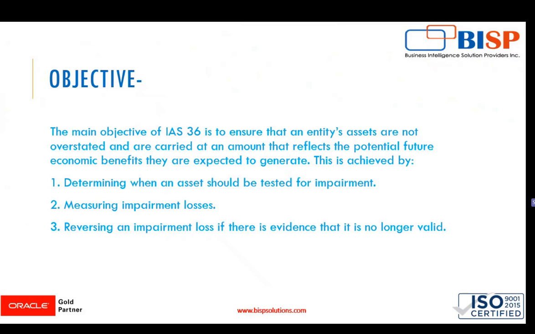In crux, the objective of IAS 36 is to ensure that a company's assets are recorded at their fair value and that any decline in the value, known as impairment, is recognized promptly. This is important so that financial statements show a true and fair value of a company's assets.